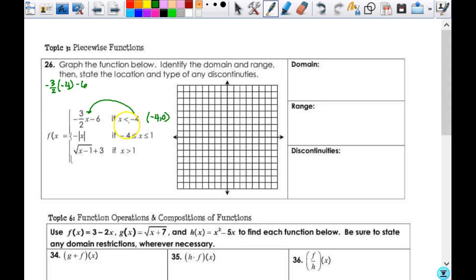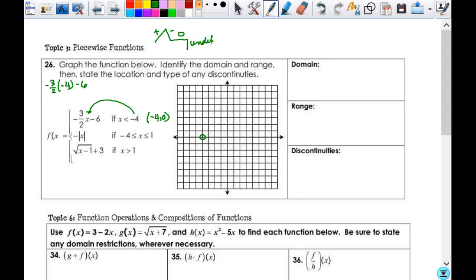And because this is not equal to here, it's open. So I go to negative 4, 1, 2, 3, 4, 0, and I have an open circle. So from here to the left, I'm going to have this graph, right? And it's the graph of a line. I know what my slope is. It's negative 3 halves. Make sure, if you need to think about this, plus, minus, 0, undefined.